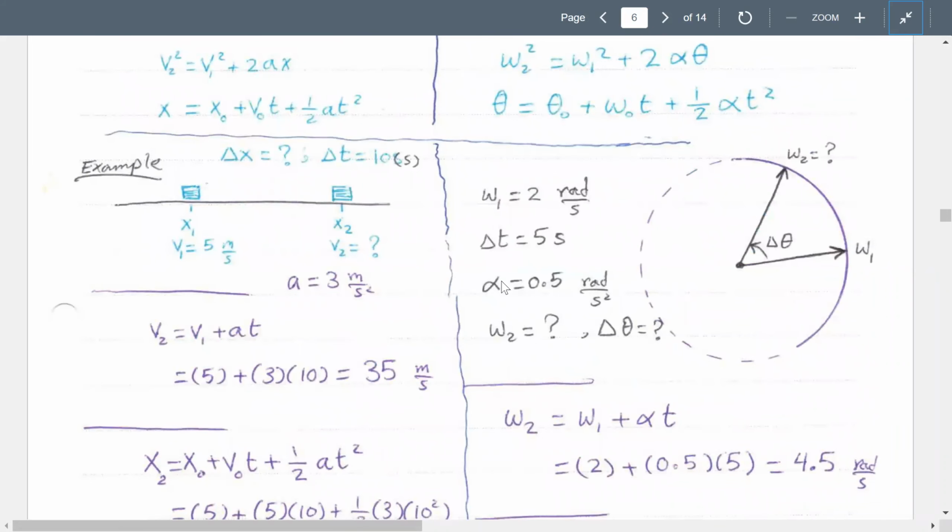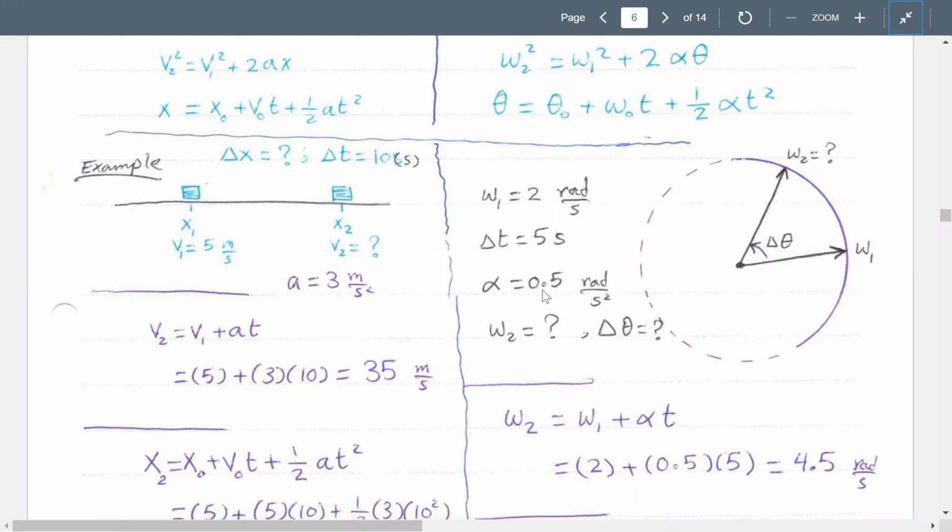This is an example just like the previous one, but the motion is not linear here. It is angular. For example, if the initial angular velocity is 2 radians per second, during 5 seconds our object moved, not delta x, but delta theta.